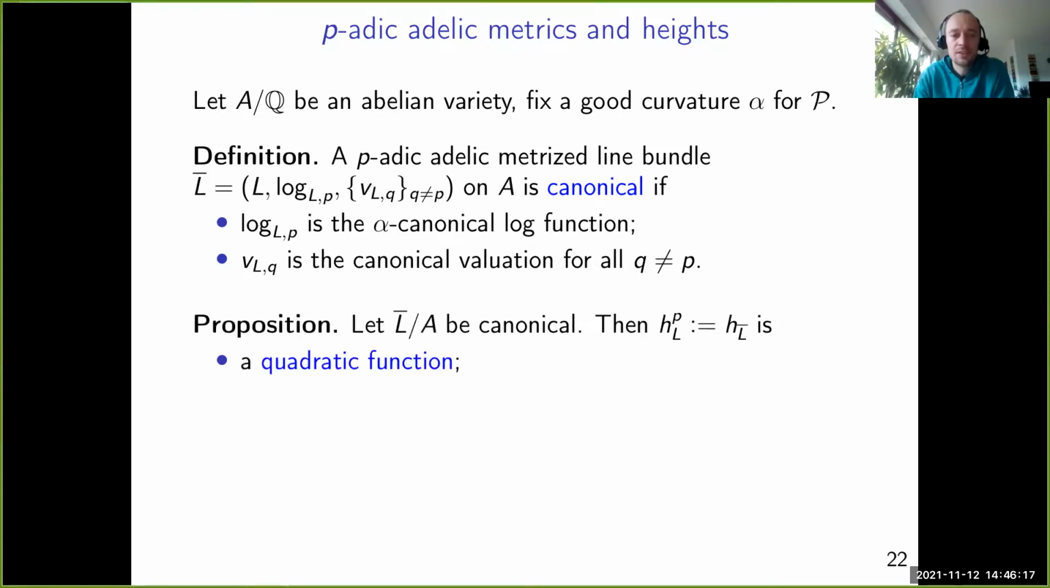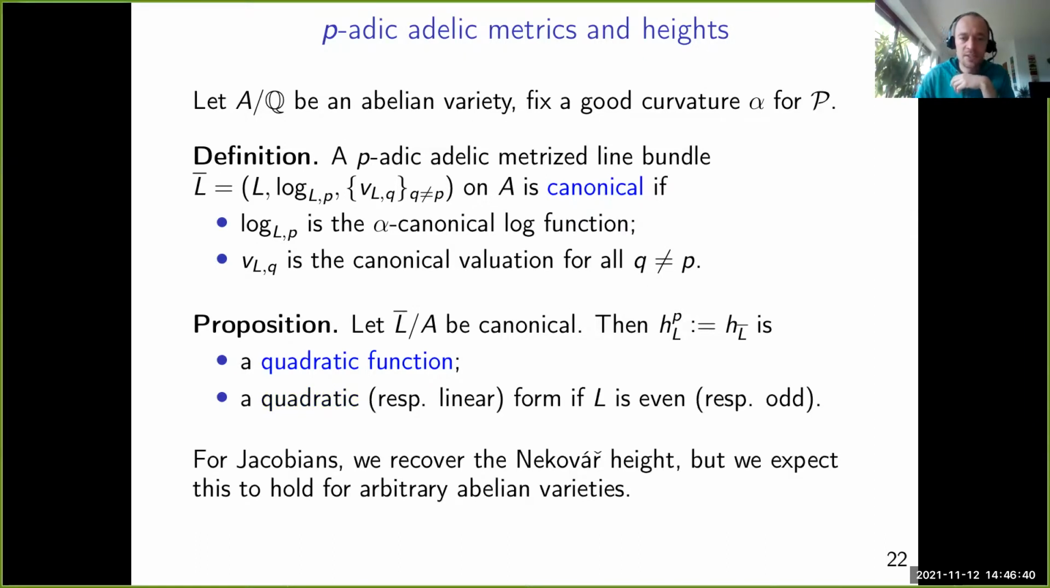All right. So if you take everything together, then straight from the definitions, we get that H_L bar, the p-adic height with respect to a canonical Adelic metrized line bundle, is always a quadratic function. So it's the sum of a quadratic form, a linear form, and then something constant. But if you just restrict to even line bundles, then you get a quadratic form, and to odd line bundles, then you get a linear form.